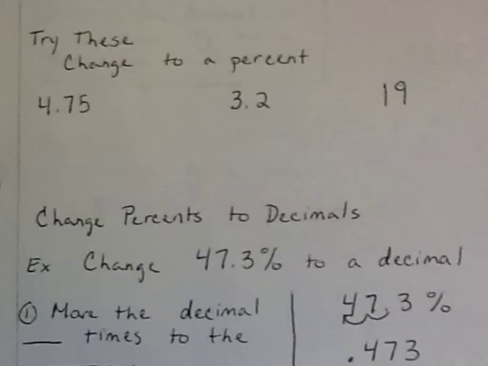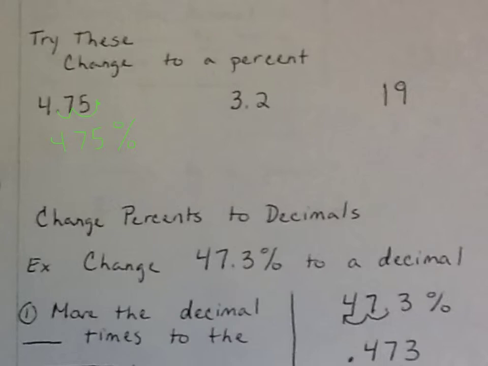Okay, so the first one, pretty simple. You got 4 and 75 hundredths. So if you move the decimal 2 times, you go 1, 2. Your decimal's there at the end. So we have 475. And if it's at the end, you don't really need to add a decimal, so you just put percent. So 4.75 is equal to 475%.